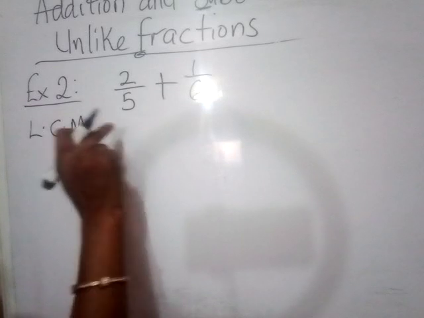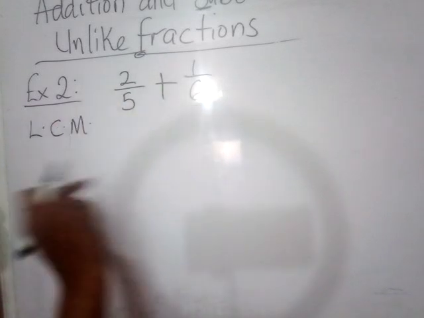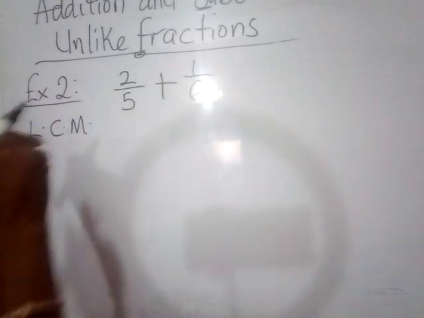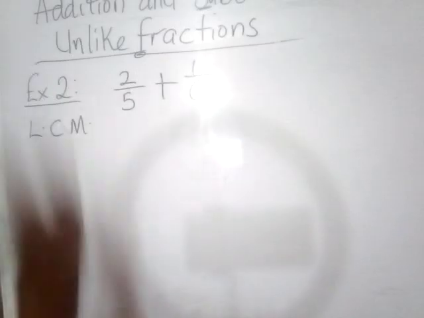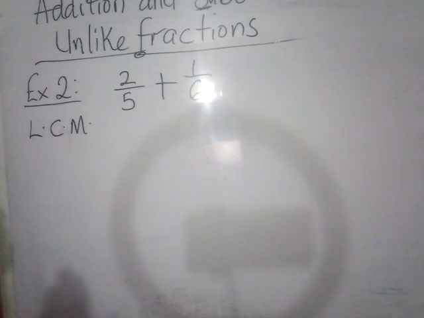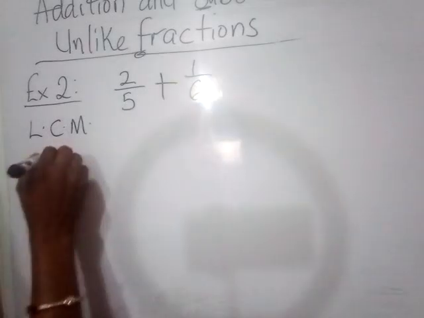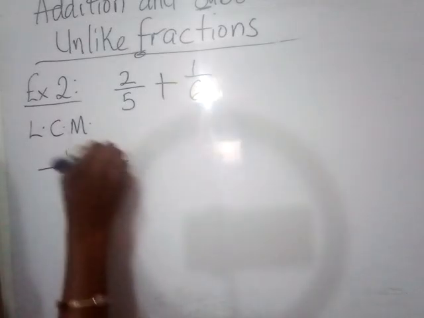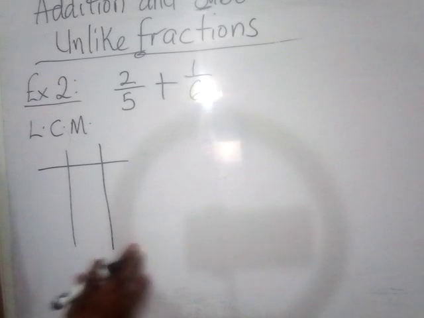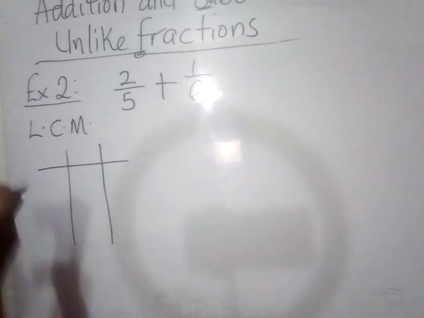Remember, this means lowest common multiple. That is a number that 5 and 6 can divide without remainder. And that number has to be the smallest among the group of numbers that 5 and 6 can divide without remainder. So let's go on. We use a long division method to find the LCM.